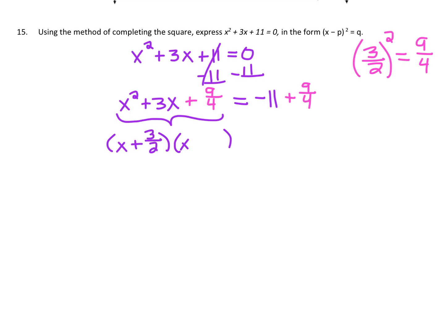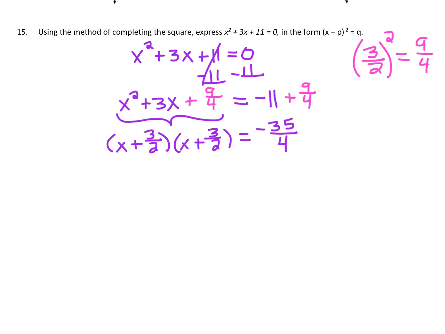3/2 within both parentheses. So 3/2 plus 3/2 is 3, and 3/2 times 3/2 is 9/4. But the trick is whatever number goes in here is always half of your middle term. And then on the right side of the equation, if I add negative 11 plus 9/4, so that'd be negative 44/4 plus 9/4, that would give me negative 35/4.